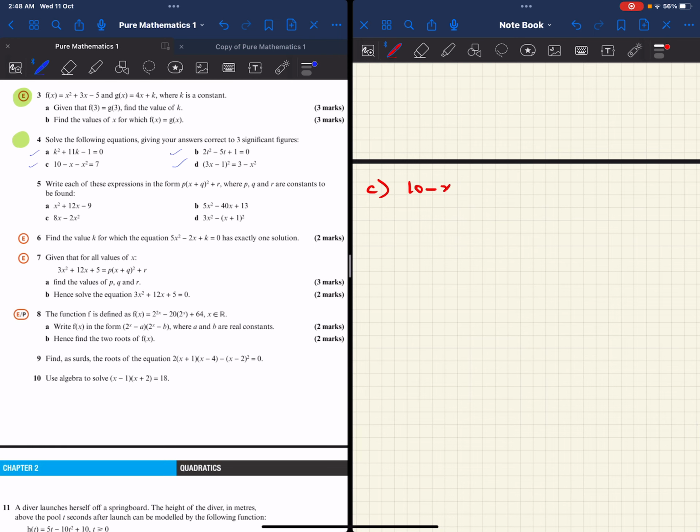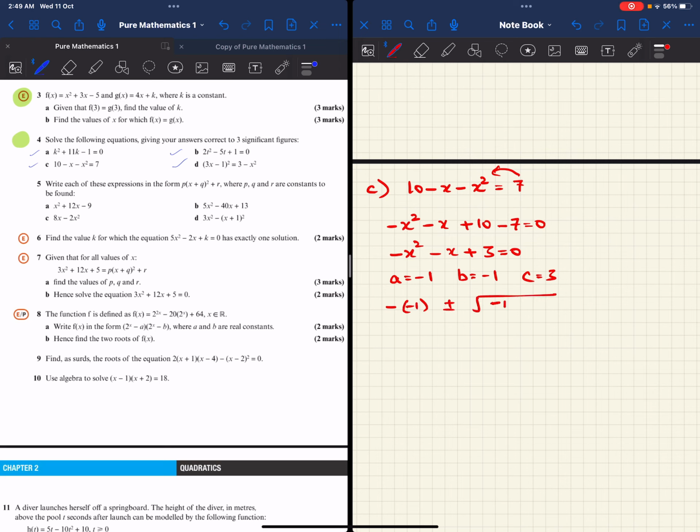10 minus x squared is equal to 7. So we can rearrange it: bring the 7 to the other side, it becomes negative 7. So we have minus x squared minus x plus 3 is equal to 0. So we have our a as negative 1, b as negative 1, and c as 3. So minus b plus or minus square root of b squared minus 4 into a into c, all divided by 2 into a.